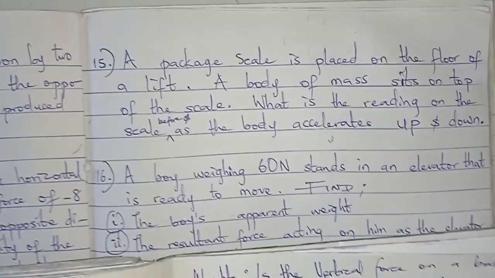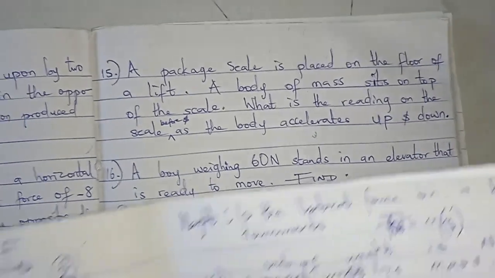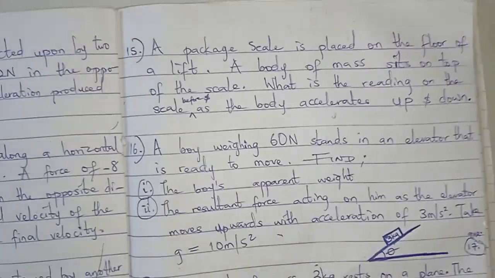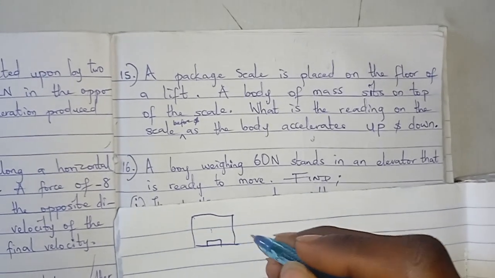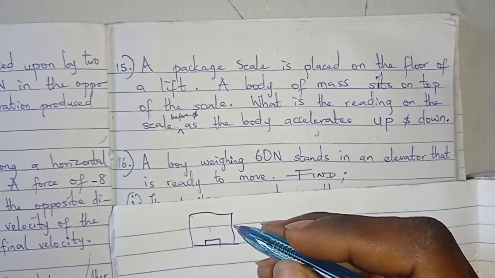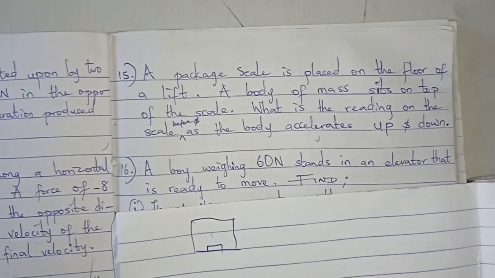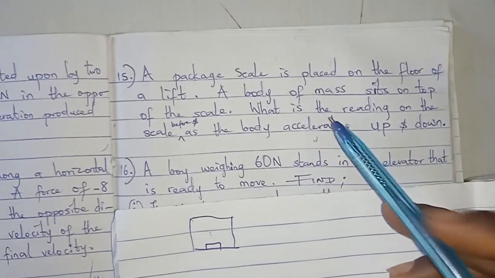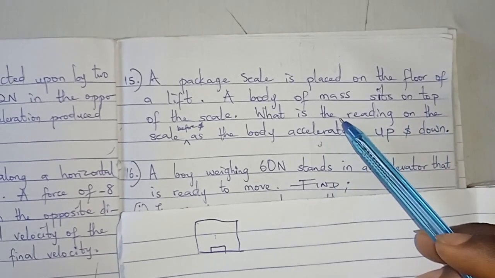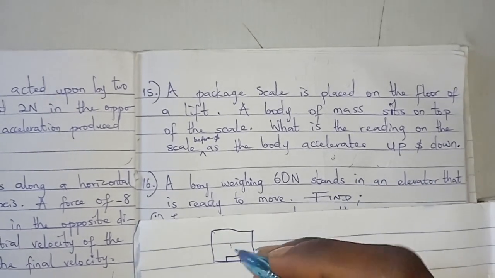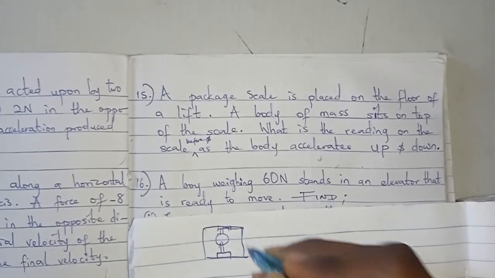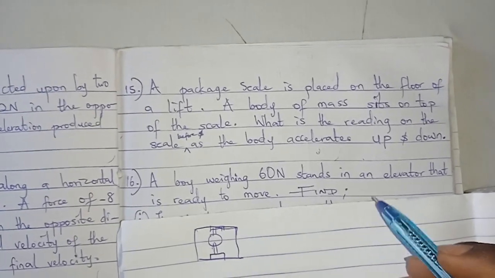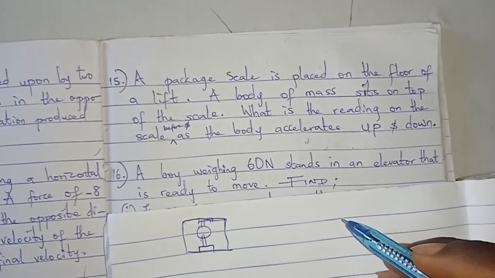A package scale is placed on the floor of a lift. You go and watch my video on when a body is moving upwards and downwards, the dynamics there. The body of mass sits on top of the scale. What is the reading on the scale as the body accelerates up and down?